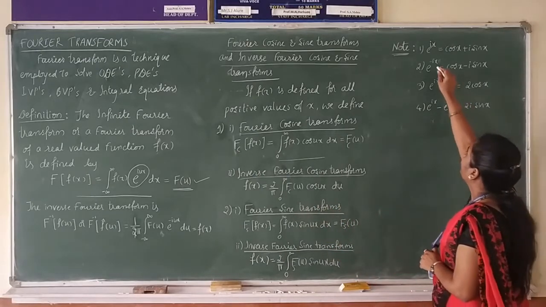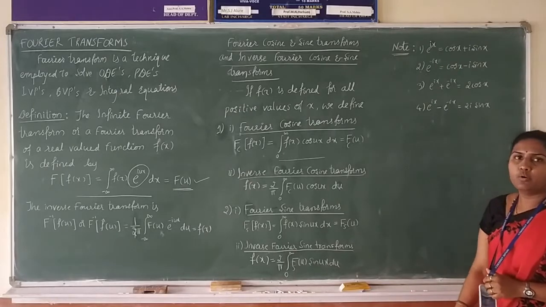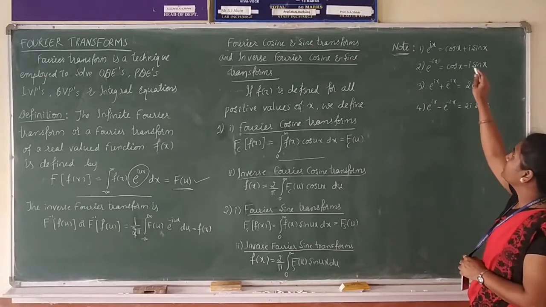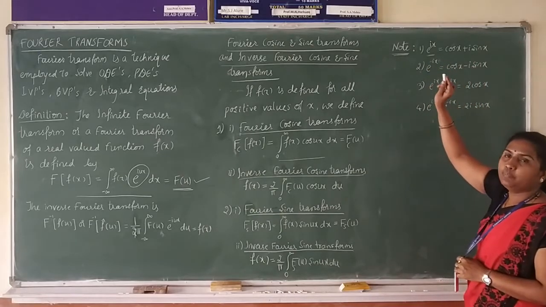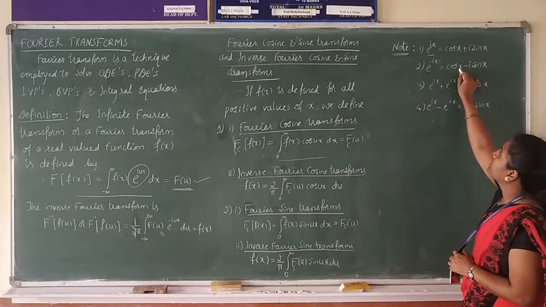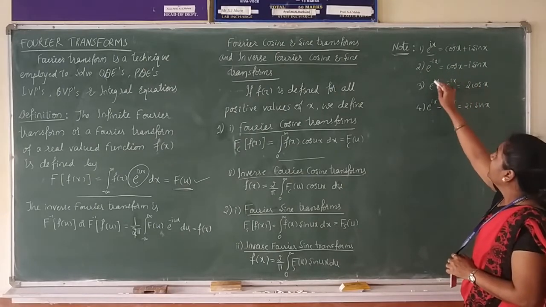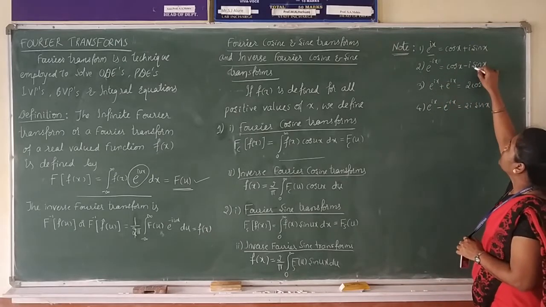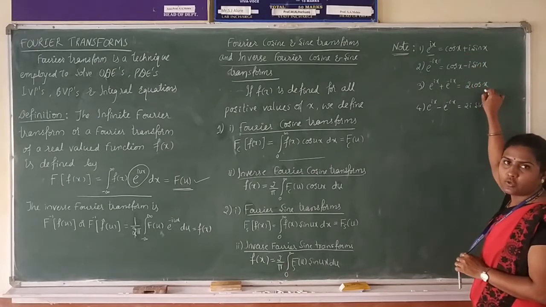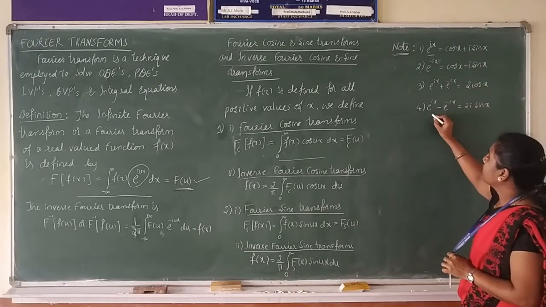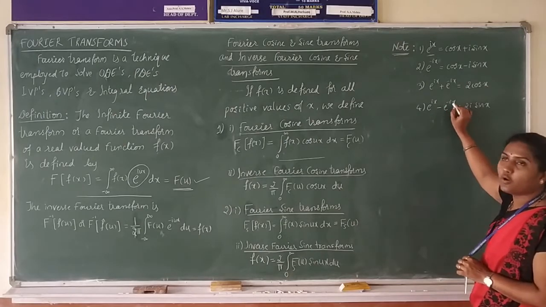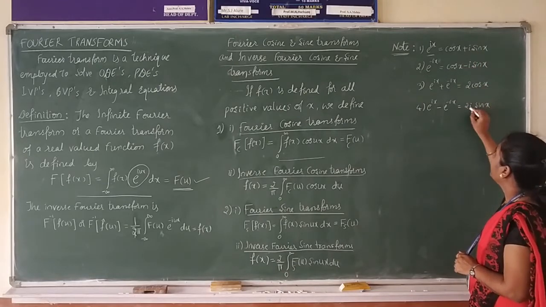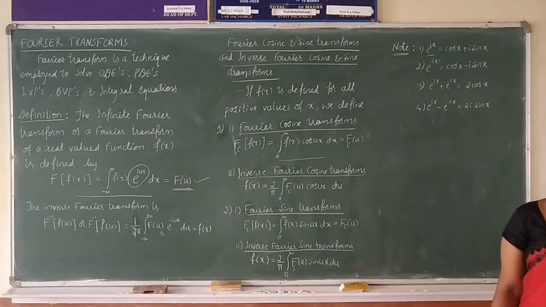Next, here we have some important notes which we use to solve the problems. e to the power ix is equal to cos x plus i sin x. This you know, that is a complex number in exponential form. e to the power minus ix can be written as cos x minus i sin x. If we add these two, e to the power ix plus e to the power minus ix, the sine terms cancel, and cos x plus cos x is 2 cos x. After subtraction, e to the power ix minus e to the power minus ix, the cos x terms cancel and we get 2i sin x.